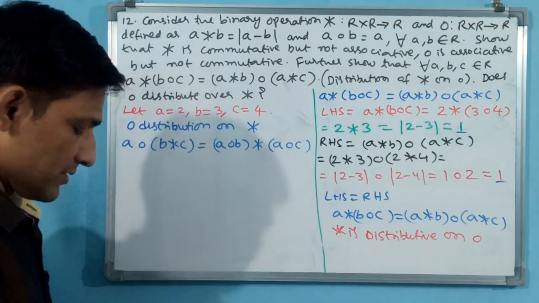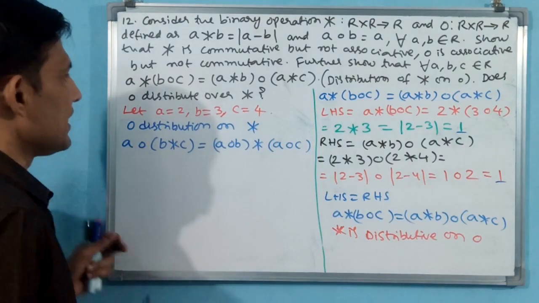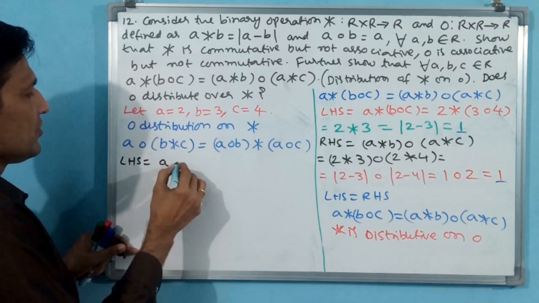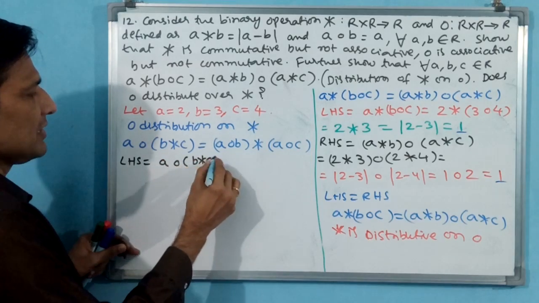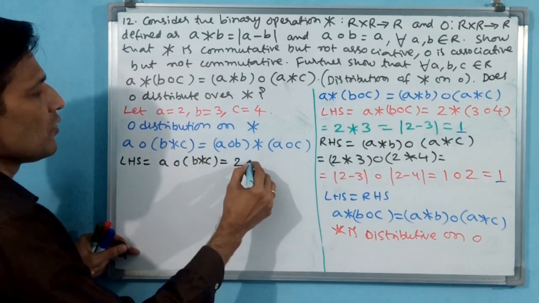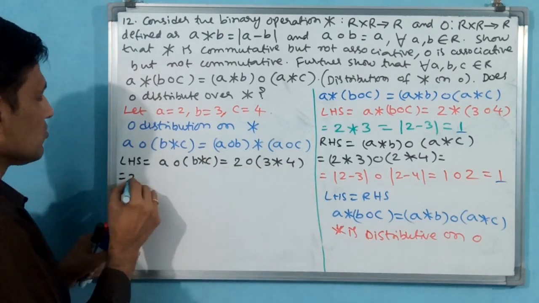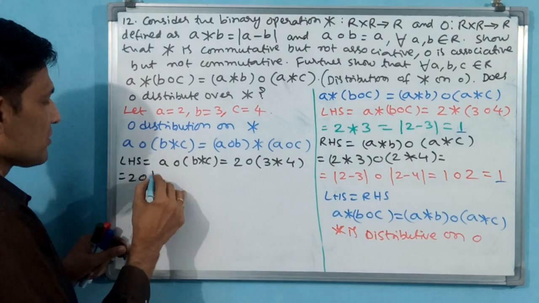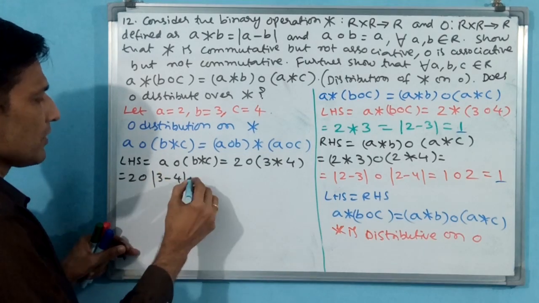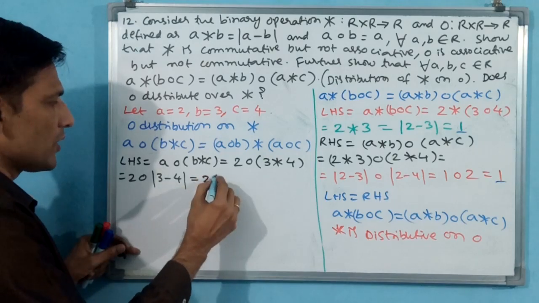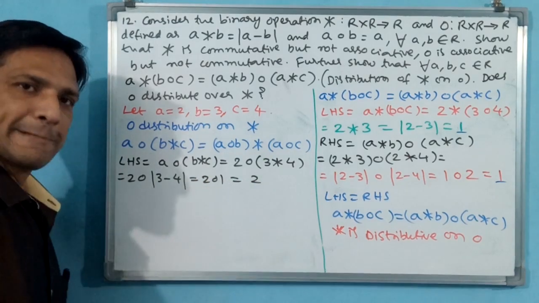Let us see. LHS you take first. LHS is equal to A O B star C. That is equal to, A means 2, O 3 star 4. That is equal to 2 O 3 star 4, means modulus of 3 minus 4. 3 minus 4 is minus 1. Minus 1 modulus 1. 2 O 1. That is equal to 2.